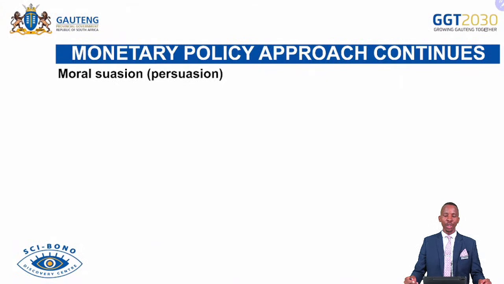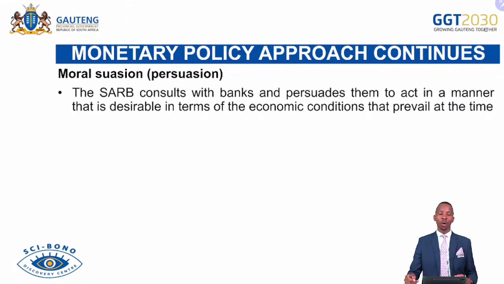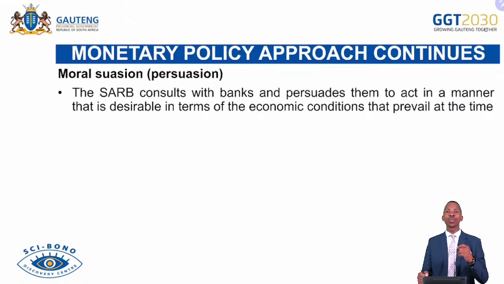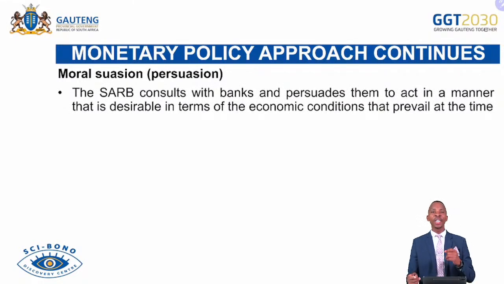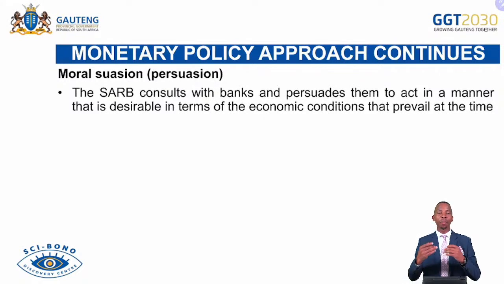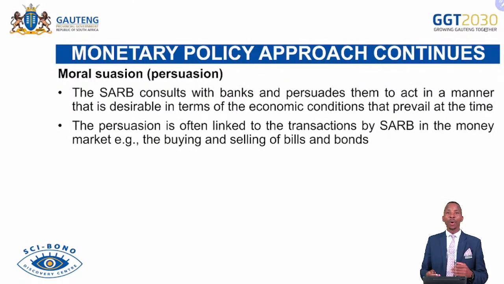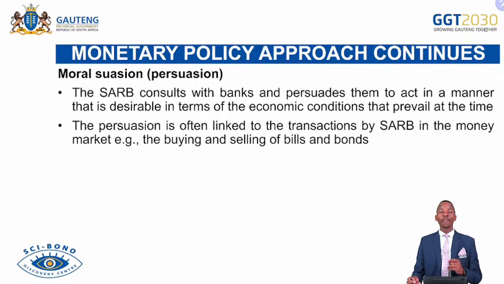And then moral suasion, or moral persuasion, or moral pressure, or credit control. We know that the South African Reserve Bank will always persuade or instruct commercial banks to behave in a manner that is desirable for the current economic conditions prevailing at the time. So, if the economy is doing very well to the point that it will lead to inflation, the Reserve Bank will instruct commercial banks to be very strict when giving out credit. They don't have to be too lenient. They need to be strict and tighten moral persuasion or moral suasion.